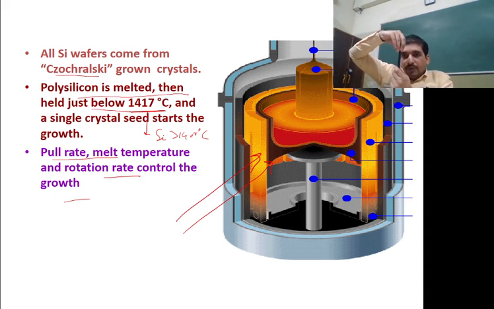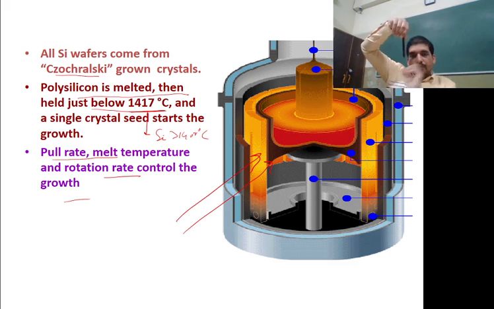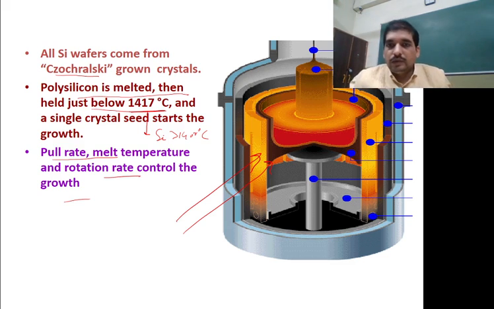How? If you rotate it fast, what will happen? The more the speed, the more the diameter you will obtain when you pull it out according to the speed, right? So it will control the growth rate, it will control the diameter, it will control the impurity and the structure, right? I hope this is clear to you now.